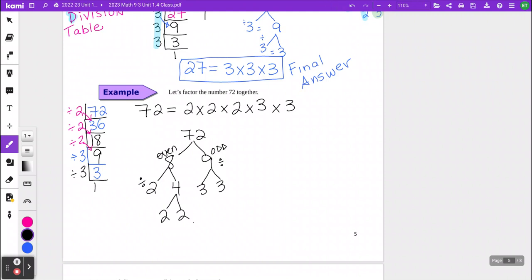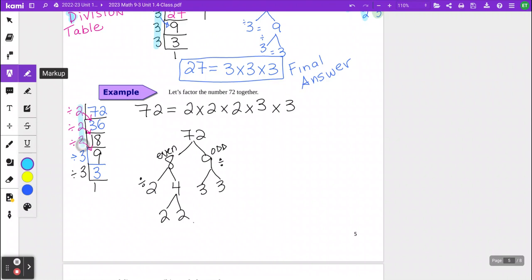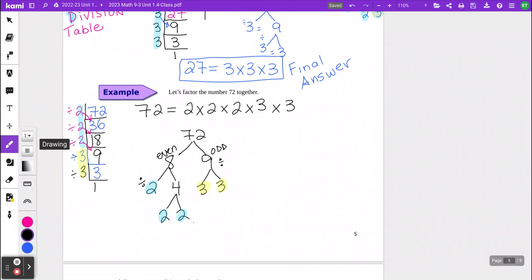Okay, so now we can see exactly how many 2s we have and how many 3s we have. So in our final answer, we get the same amount. I have 3 2s, 1, 2, 3 2s. I end up with 2 3s. So you're going to get the same answer whichever way you do it. It doesn't matter. Whichever way you find the easiest, that's the way I want you to do it.